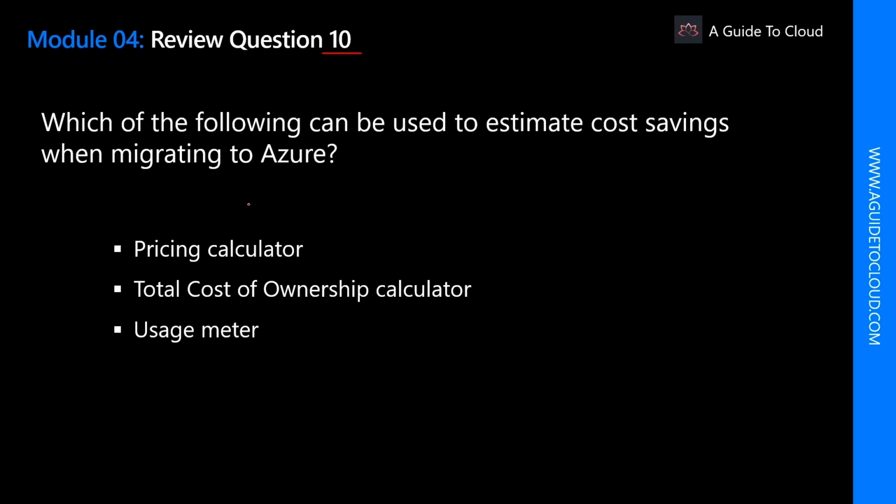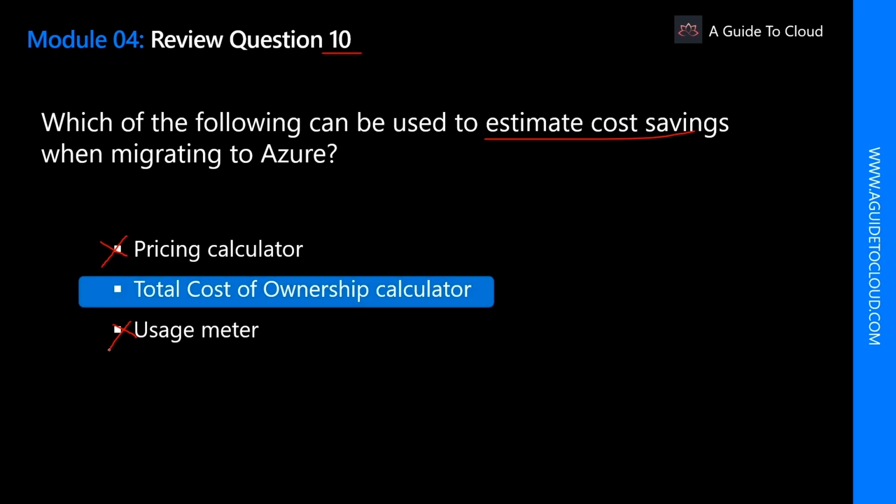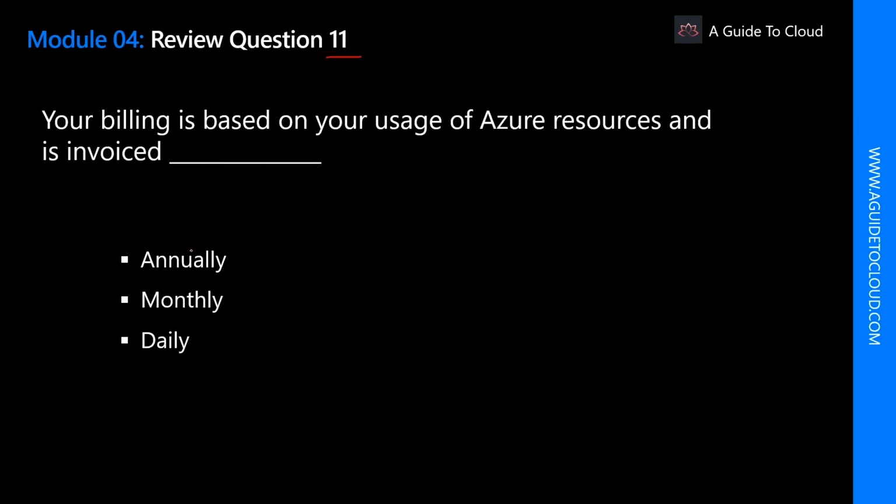Which of the following can be used to estimate cost saving when migrating to Azure? So how do you estimate cost saving when migrating to Azure? Is it the pricing calculator? No, because the pricing calculator can give you an estimate on the services you're going to put in Azure. Is it usage meter? Definitely not. Usage meter can give you an indication of the pricing values for each service. So the correct answer is the TCO, or total cost of ownership, calculator. The TCO calculator is a tool that you can use to estimate cost savings you can realize by migrating to Azure.